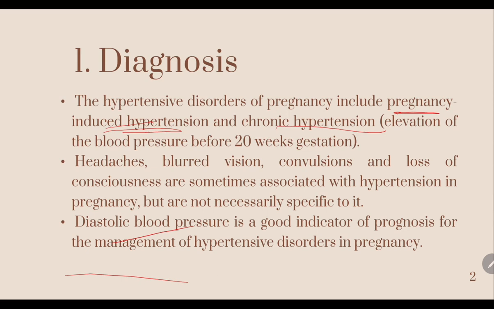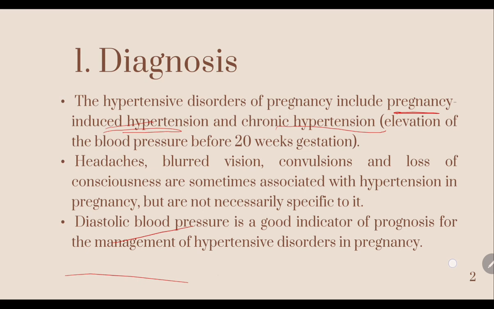But if it is before 20 weeks of gestation, it is not a pregnancy associated hypertension. Anything after 20 weeks of gestation, we can say that it is because of the pregnancy. So that is pregnancy induced hypertension. During the period of pregnancy or 48 hours after delivery, it is considered to be pregnancy induced hypertension. The symptoms like headache, blurred vision, convulsions, and loss of consciousness are sometimes associated with hypertension in pregnancy, but are not necessarily specific to it. Sometimes patients could have symptoms like this.